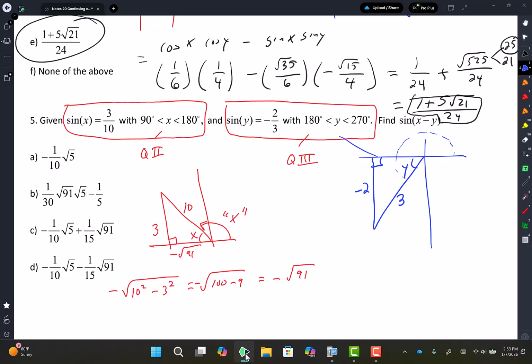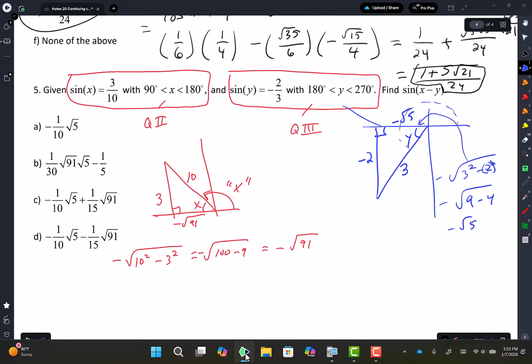Are we still okay? All right, so here it is. That's 3. To get this segment here, square root, and it's going to be a negative, right? 3 squared minus negative 2 squared. You don't have to put the negative because it's going to turn back to a positive anyways when we square it. 3 squared is 9. 2 squared is 4. 9 minus 4 is 5. So this distance here is negative square root of 5. We're almost done. We're so close.